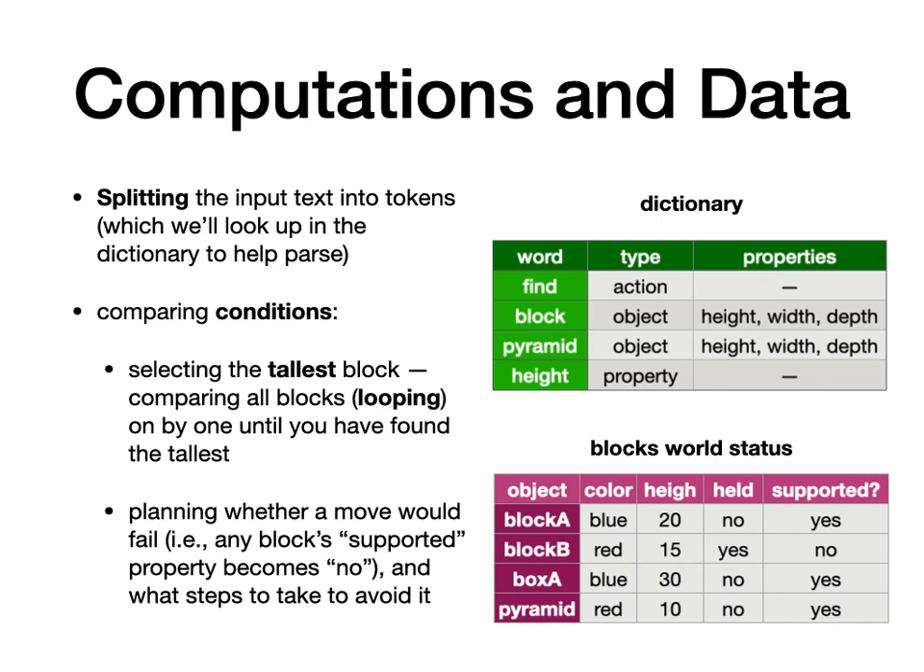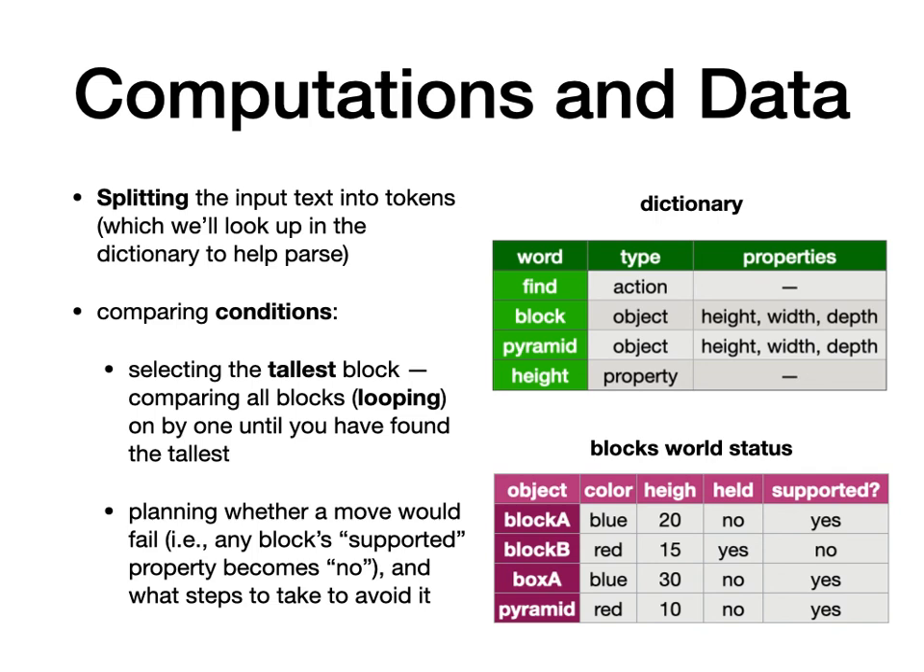And comparing conditions, that's pretty useful. So, for example, selecting the tallest block. That means we're going to loop and compare all the blocks one by one until you found the tallest block. Or I guess taller was the specific instruction. Okay, cool. How about planning whether a move would fail? So, would any of the blocks' supported property become no from an action I propose to take in the planner? And then what steps can we search for to try to avoid it? All these are pretty basic stuff that we've talked about already, looping and comparisons and things like that.